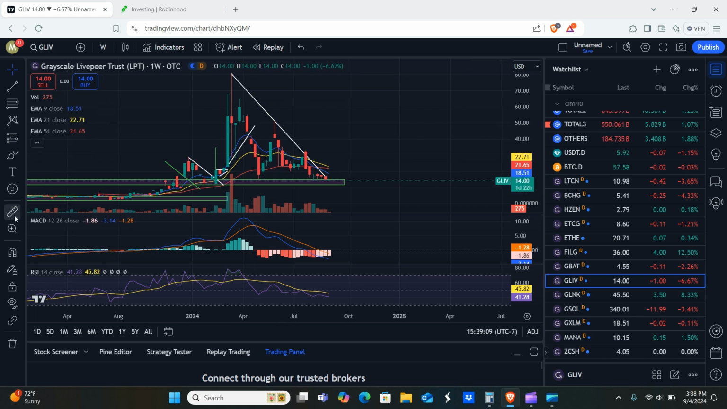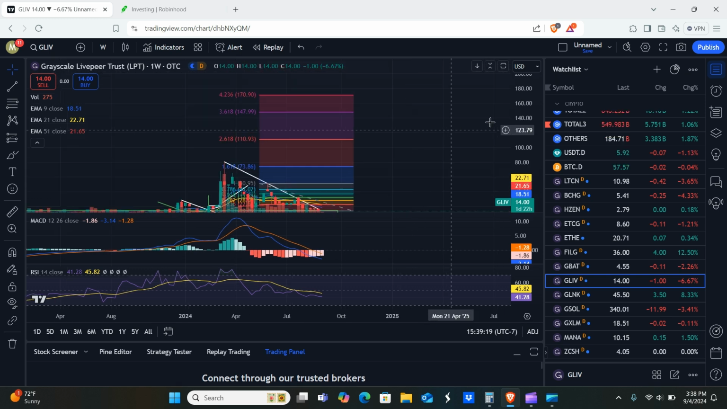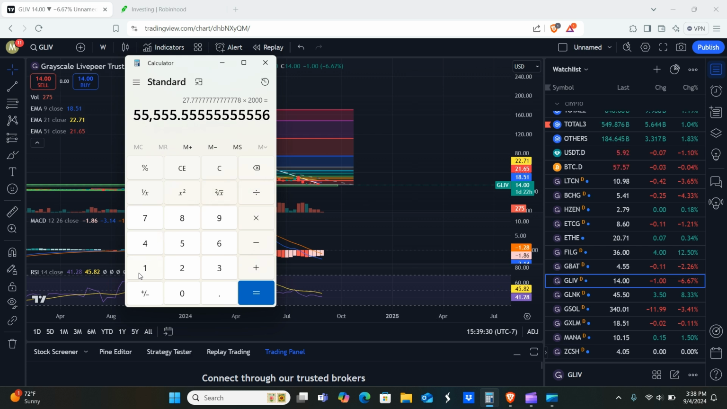GLIV. So local retracement, assuming that this is the swing high, this is the swing low, and then we're going to go to all-time highs from here, which, again, that's assuming a lot, but I mean, it's possible it could happen. So 75, 112, 148, and 170 respectively.